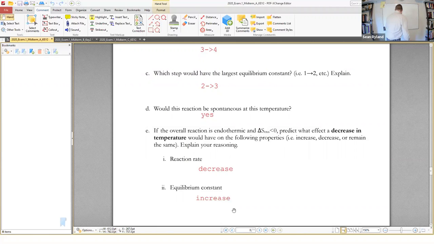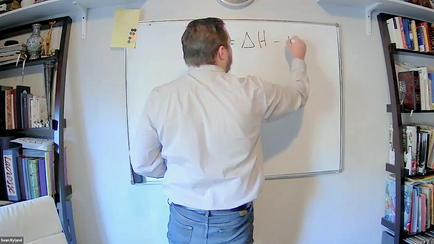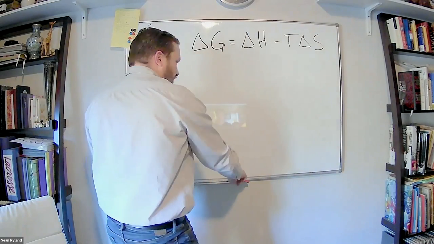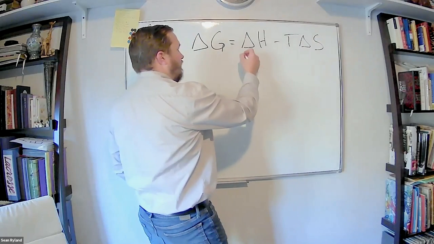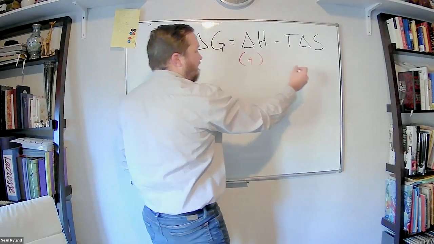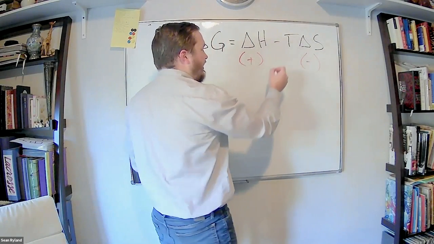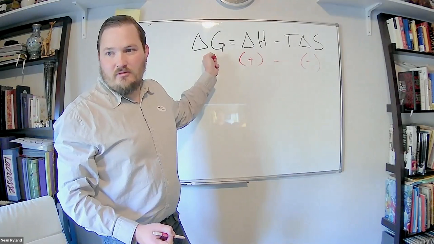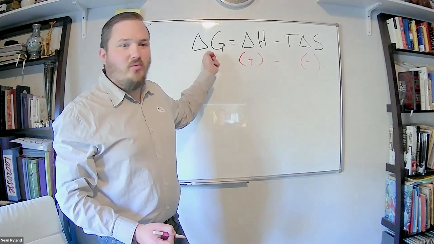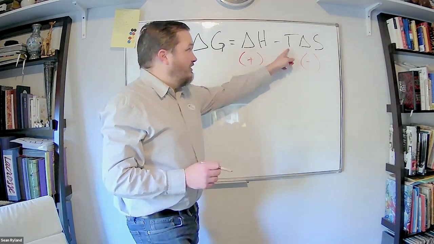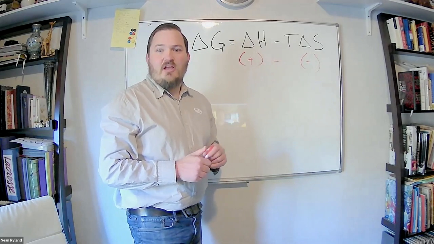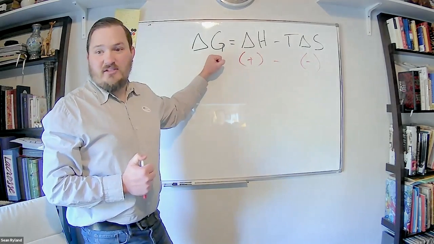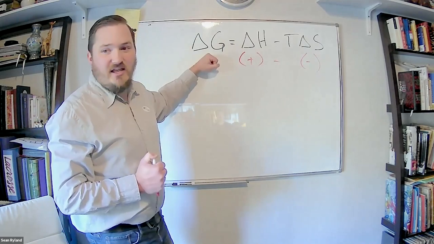For the equilibrium constants, we have to remember our equation here. If we have a reaction where it's endothermic, so that's positive, and delta S is negative, so we've got minus a negative, no matter what temperature we are at, we're going to get a positive number for delta G. So delta G is going to be positive, and the reaction is non-spontaneous no matter what temperature we are at. But the question is, what happens to K when we change temperature? In other words, does delta G get closer to being spontaneous, does it get closer to zero, or does it get less favorable?